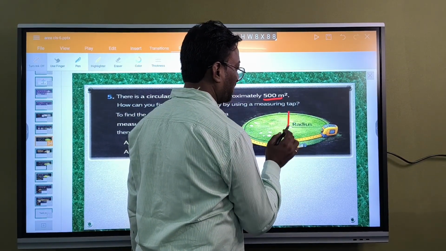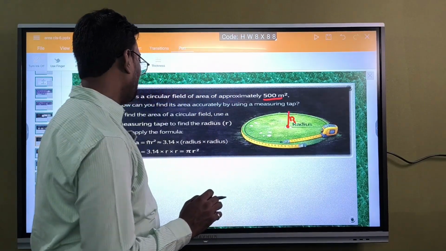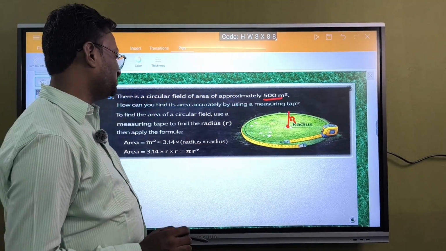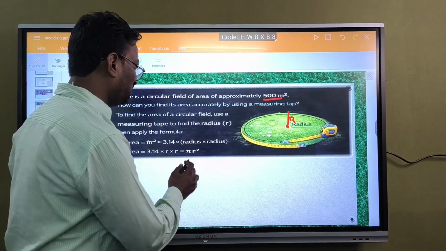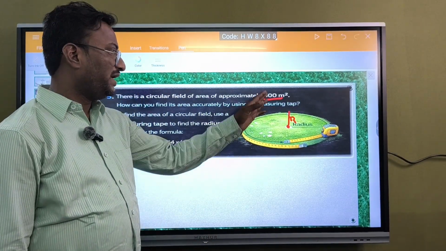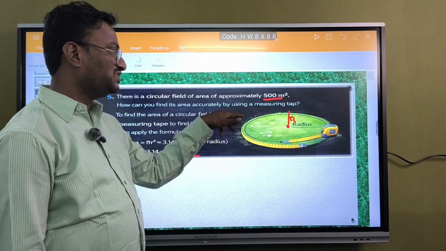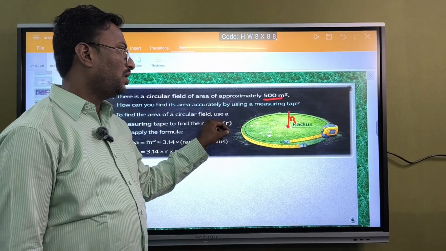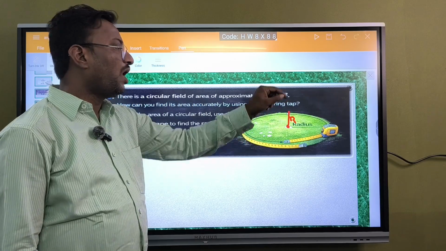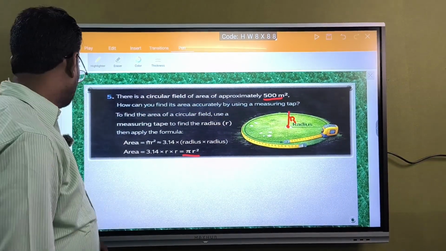Okay, so from here to here, find the radius with the help of tape. If you find the radius, with the formula pi r square, where the value of pi is 22/7, you can make the radius square and multiply with this, and you can easily find the area. There is no need to measure the area with the tape all over the ground. If you just find the radius, you can find it, right?